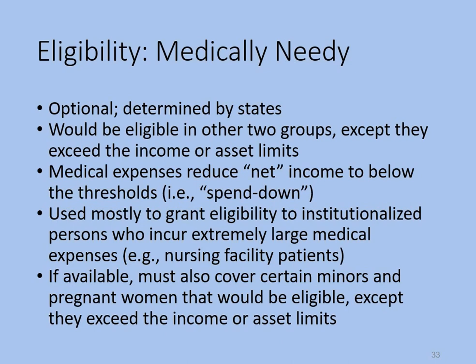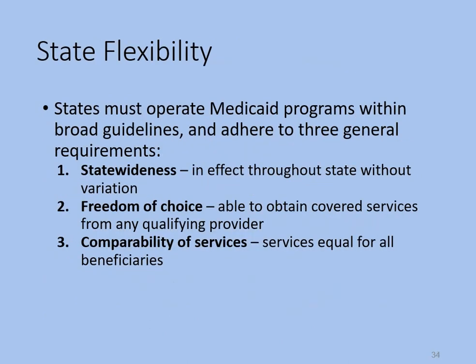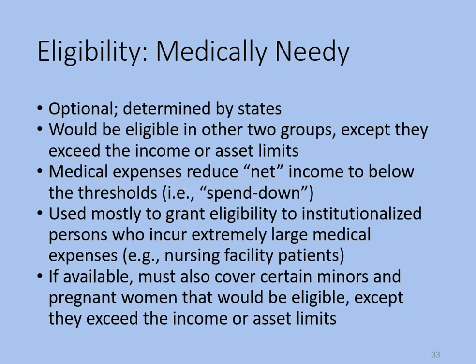It's used mostly to grant eligibility to institutionalized persons who incur extremely large medical expenses like nursing facility patients. If available, you must also cover certain minors and pregnant women that would be eligible, except they exceed the income or asset limits. Now, I forgot to mention there's an IRAT from this particular slide. I want you to know what medically needy means, and that it refers to individuals who spend down to Medicaid eligibility by incurring high out-of-pocket medical expenses like nursing home care.